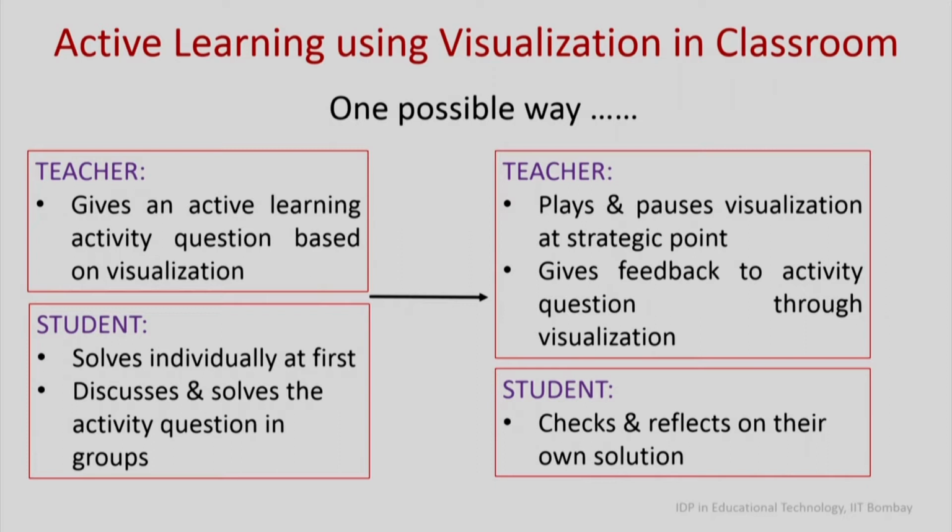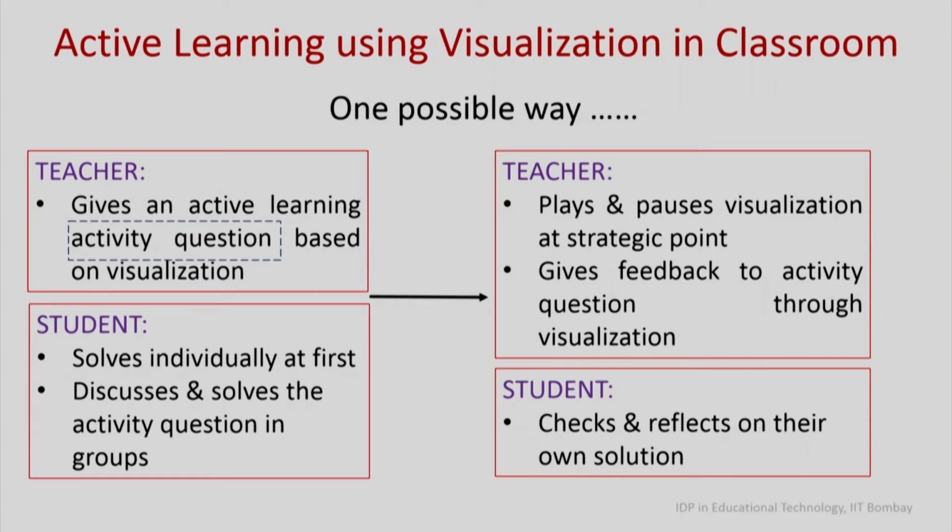The teacher will not first play the visualization. The teacher will give an active learning activity here, which the teacher has designed in such a way that it is based on the visualization content. The student will first solve it individually and then discuss and solve it in groups. After that only, the teacher will play the visualization and provide visual feedback through it. At that point, the student is going to check and reflect on their own solution, comparing it with what is being shown and explained on screen.